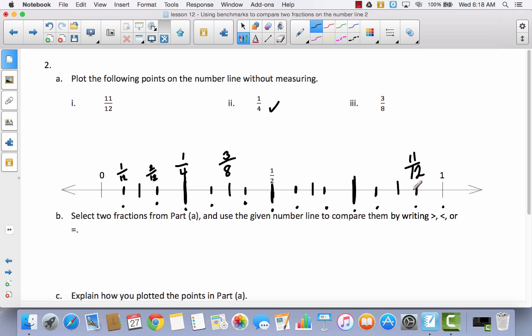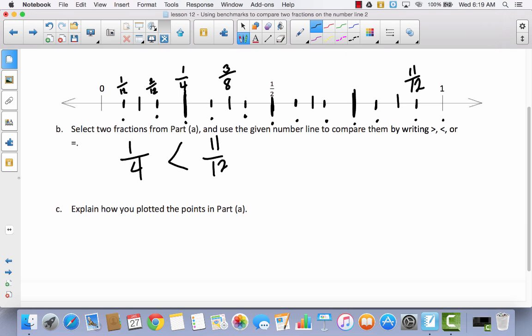All right, select two fractions from part A and use the given number line to compare them by writing greater than, less than, or equal to. So we have these three fractions, 11/12, 1/4, and 3/8. I'm going to select two of them. How about 1/4 and 11/12? If 1/4 is down here closer to 0 and 11/12 is closer to 1, then I know 1/4 is less than 11/12.